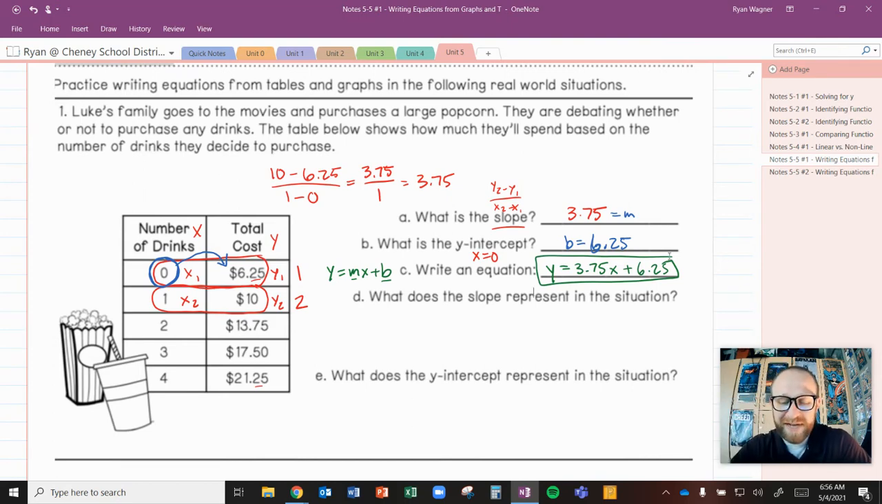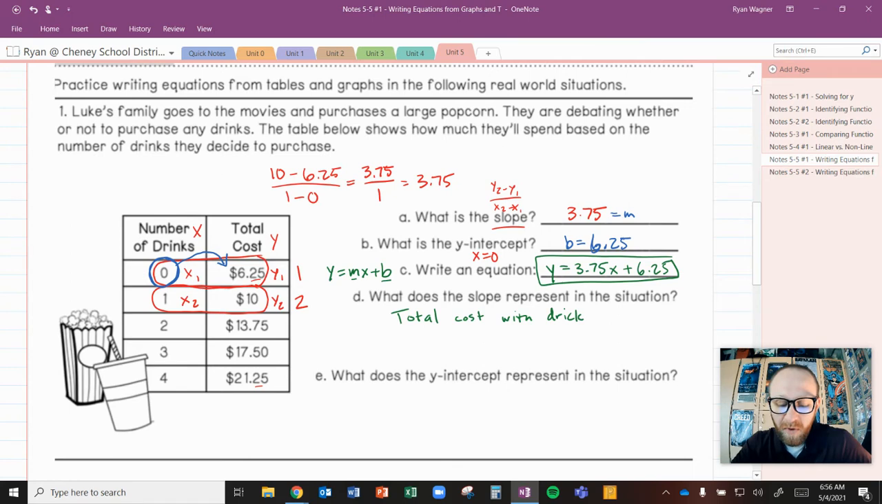What does the slope represent in this situation? The slope in this situation is the total cost with drinks. Okay?